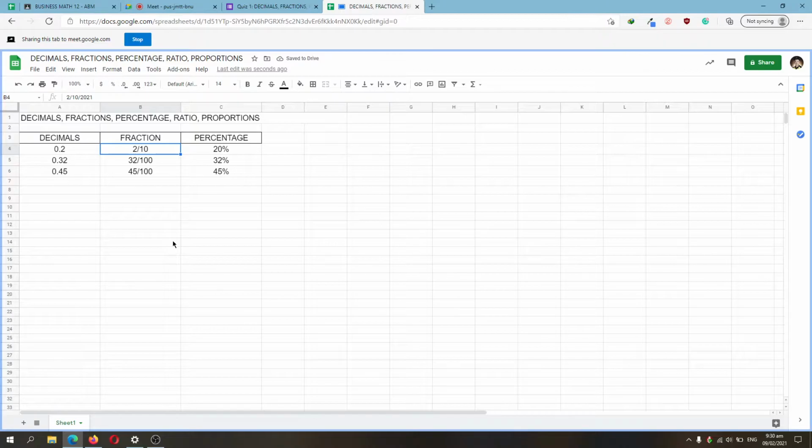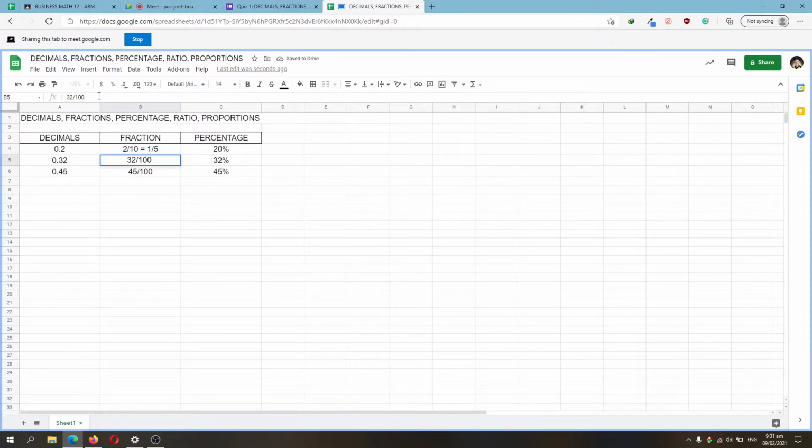Pwede bang i-express ang fraction ng ganito? Yes, pero kapag sinabi natin na i-express natin ng fraction, ine-express natin sa lowest or simplest form. So, ano ang lowest term nung 2 over 10? That is equivalent to, yan, that is equivalent to, saan natin i-equalize yung 2 over 10 natin? That is divisible both by 2, so 1 over 5 yung sagot natin.